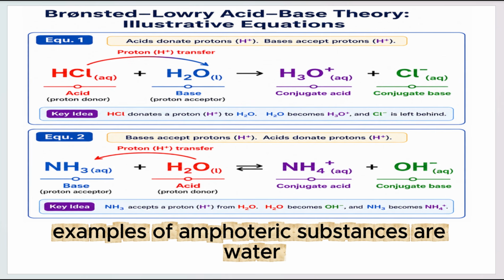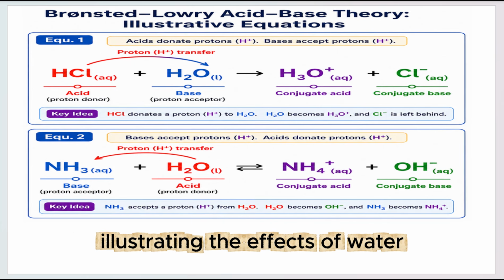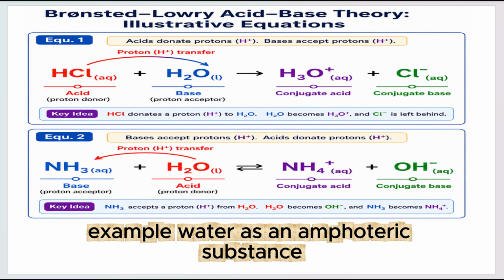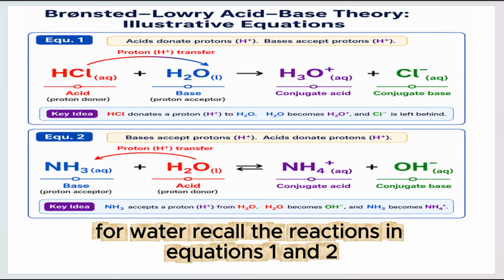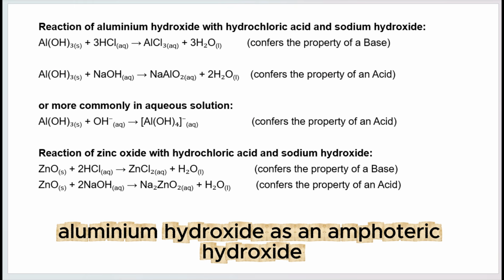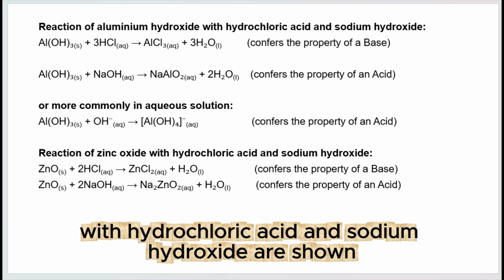Examples of amphoteric substances are water, aluminium hydroxide, and zinc oxide, illustrating water, aluminium hydroxide, and zinc oxide as amphoteric oxides. Example: water as an amphoteric substance. For water, recall the reactions in equations 1 and 2. In equation 1, it behaves like an acid, and in equation 2, it behaves like a base. Aluminium hydroxide as an amphoteric hydroxide. Amphoteric properties of aluminium hydroxide with hydrochloric acid and sodium hydroxide are shown here.